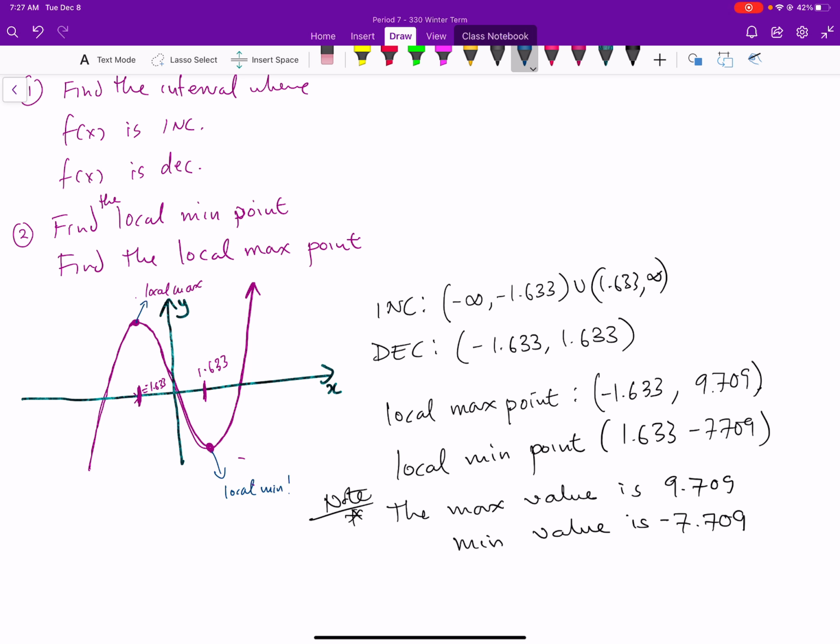All right, and then one interesting question that it asks is, what if I ask you for the max value? So again, value is the output or the y. So maximum, what is the maximum y that you can find? You've got to go to the local max point and pull that y information. And then it asks for the minimum y value. You go to the minimum and pull that out over there.